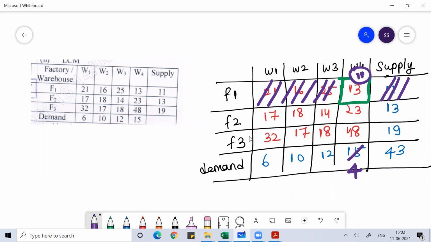Okay, now the next cell is 14. You can see the total demand is 12, total supply is 13. So we'll put 12 here, this will get over, and this will be 1. Then the next smallest one is 17. This is 1, it gets cancelled, this gets cancelled, and this will be 5.